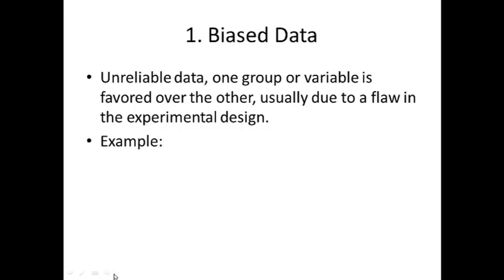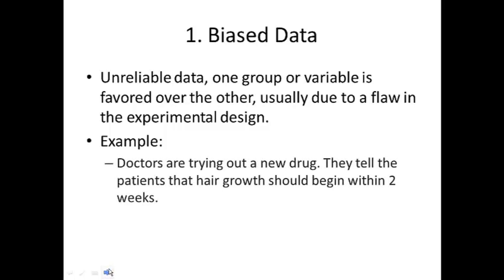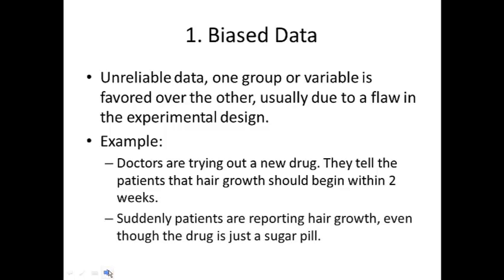So an example, let's say that you're a group of doctors and you are trying to test out a new drug, and this drug is supposed to stimulate hair growth. If you tell your patients this, all of a sudden the patients start reporting hair growth. Now, this is more than likely due to the fact that they are expecting hair growth. So because they are expecting that result, they'll favor it, even if the drug is just a sugar pill.